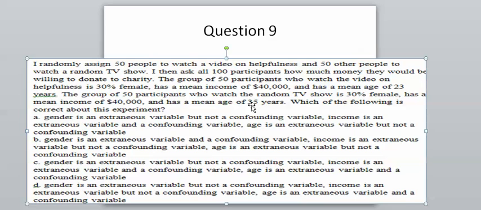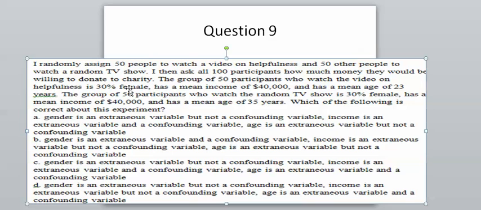then, well, gender, income, and age are the three extraneous variables because they're outside of the focus of the experiment. The focus of the experiment is just looking at the effect of the video on helpfulness. So we have three extraneous variables.